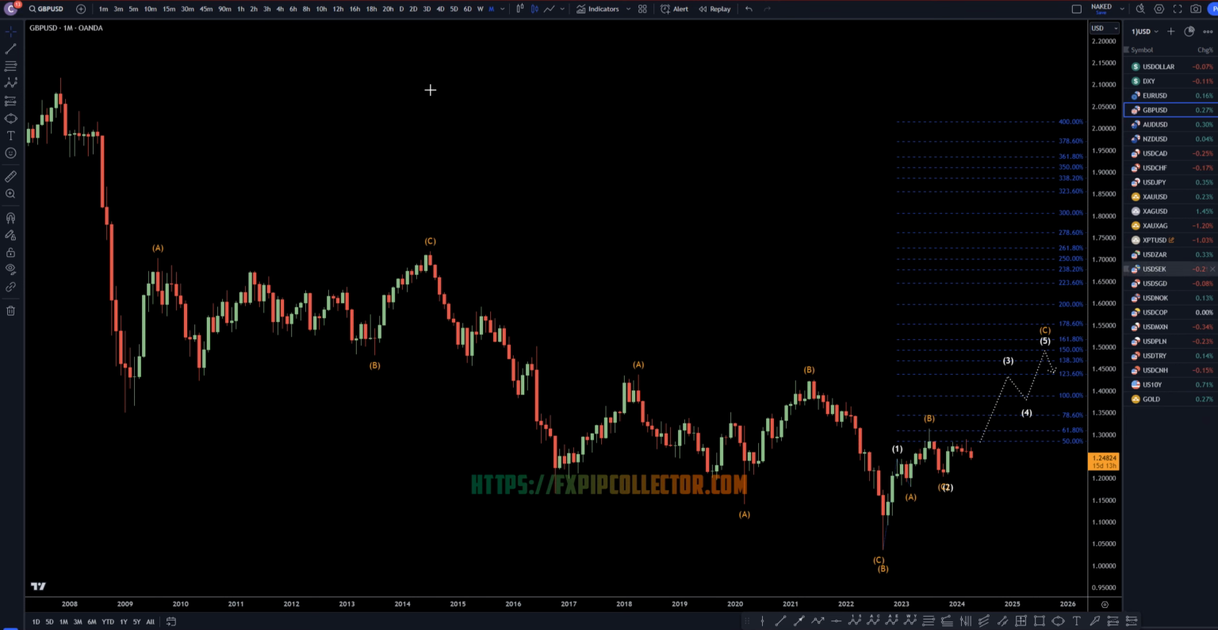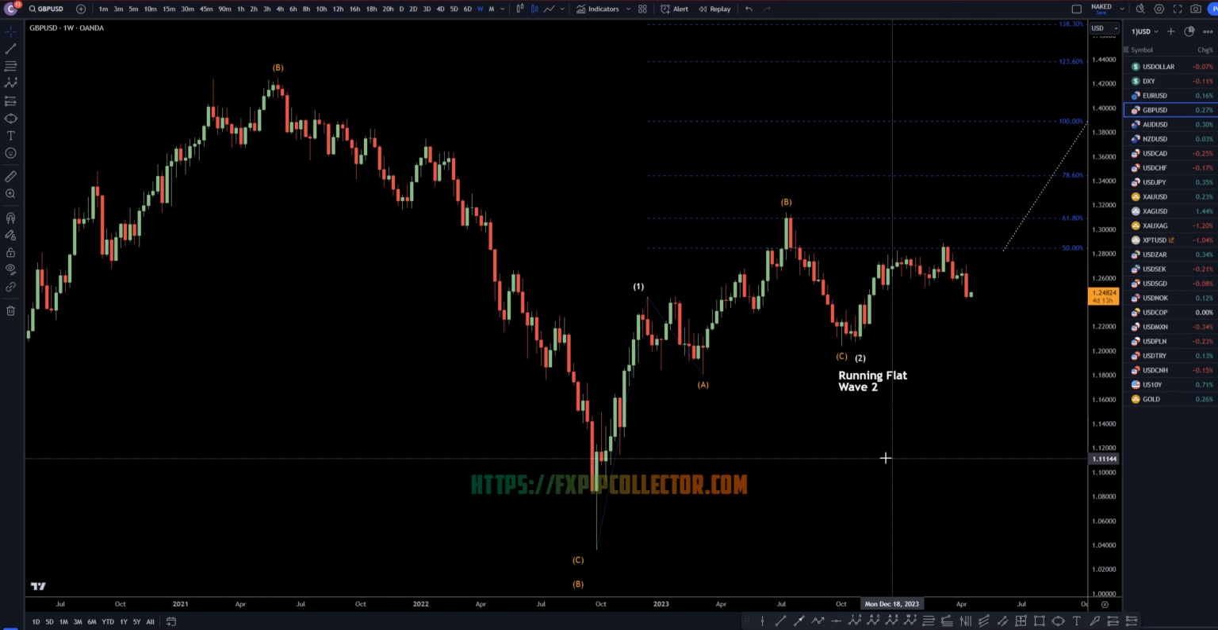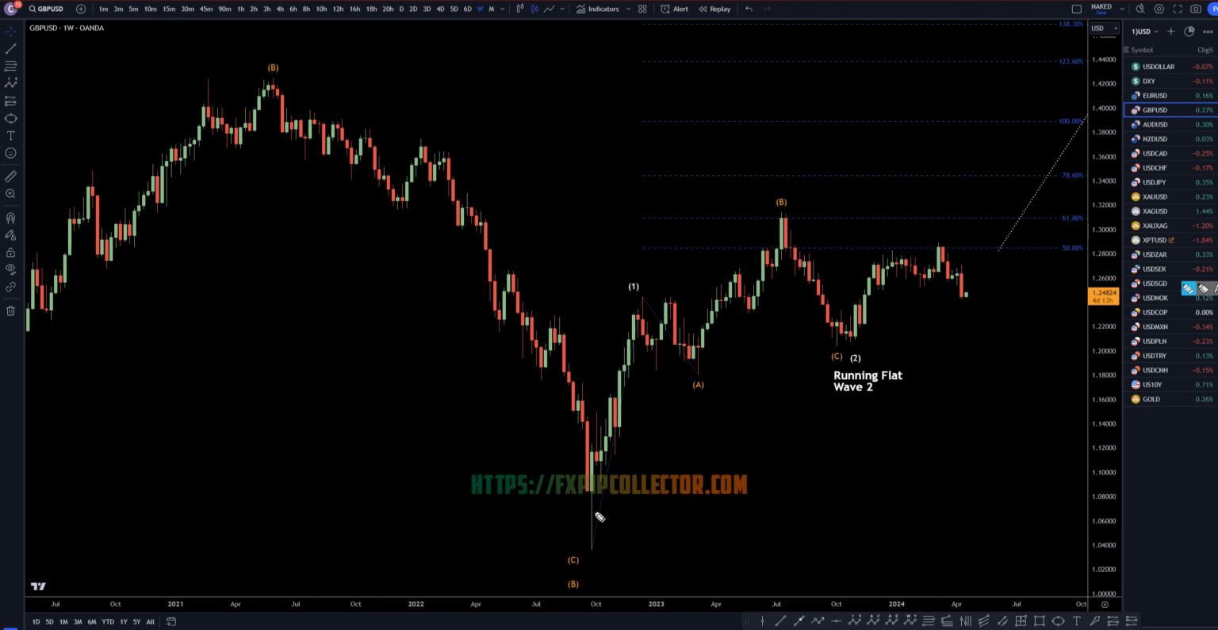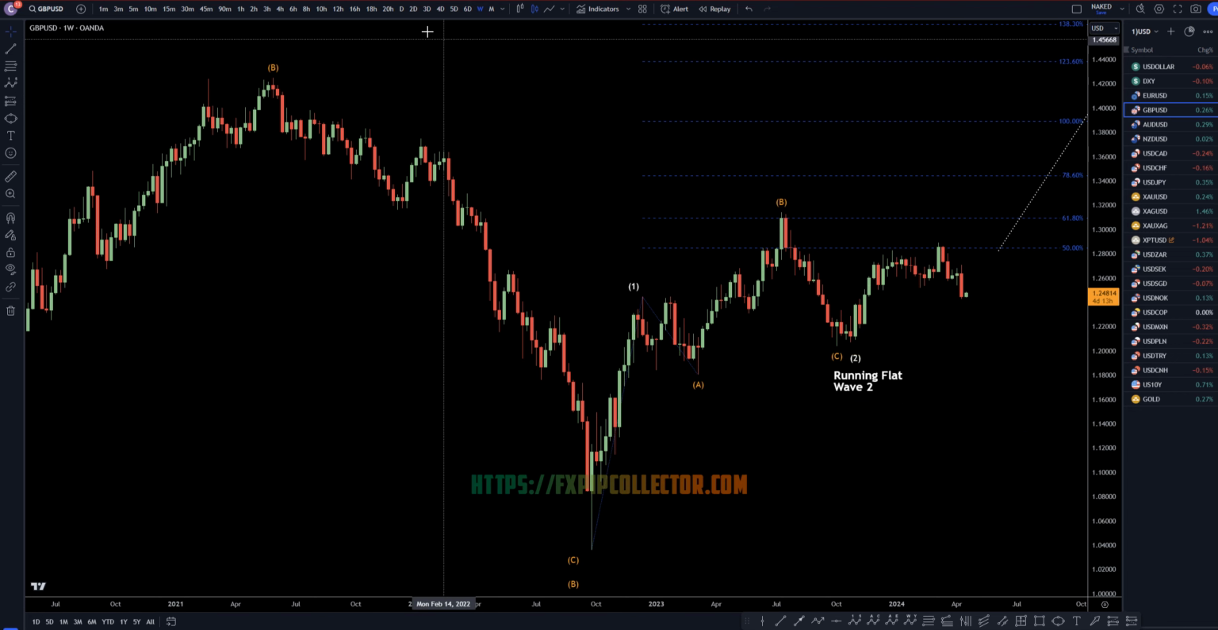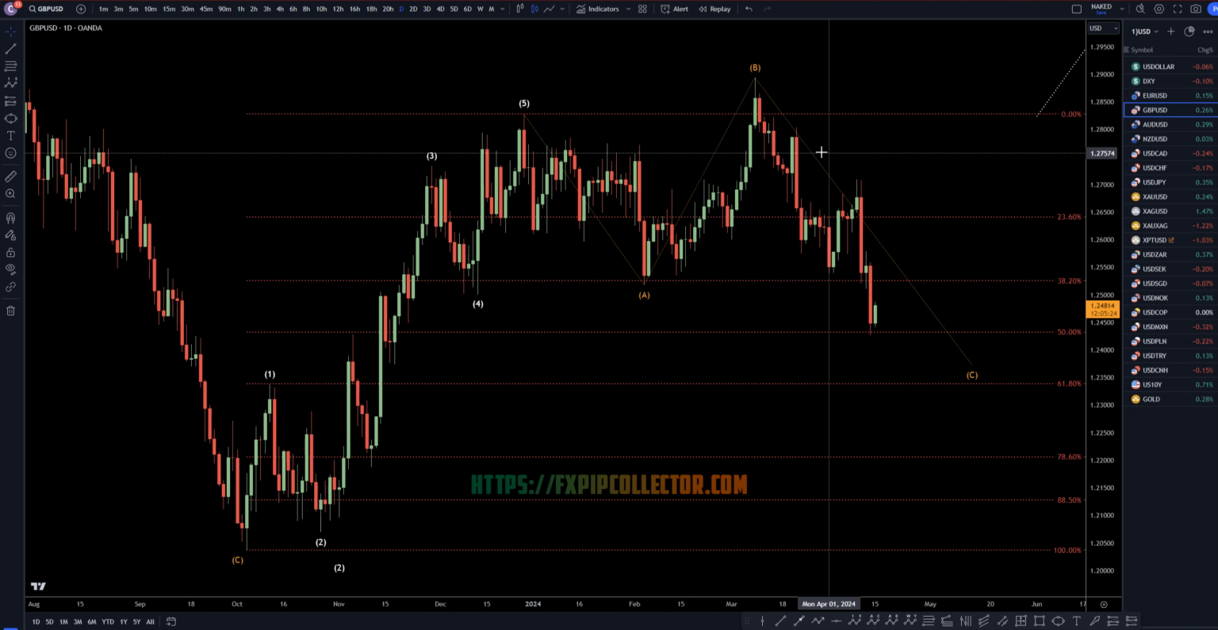So keeping that in mind as we go down to the weekly and beyond, I still think that on the weekly this first push up is a 1. I still think this is a running flat wave 2. Higher high wave B, higher high wave C definitely looks like a running flat. If that's true, then that means that this is a 1. That means that this is a wave 2. And it still means to me that eventually it is going to go up and make a 3, a 4, and a 5. So taking it down to the daily time frame.